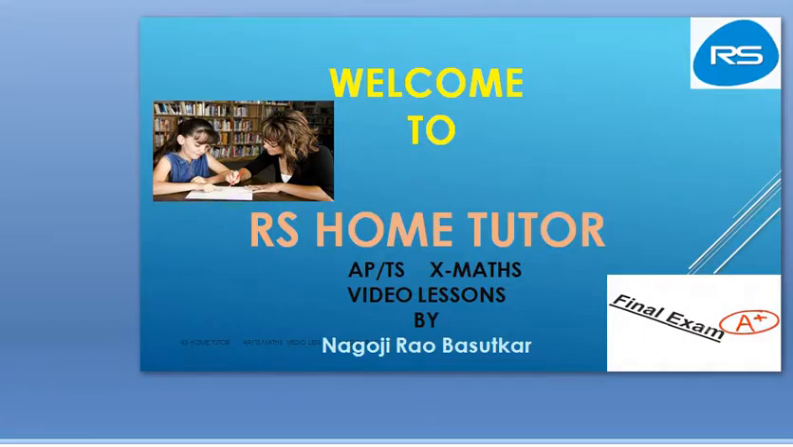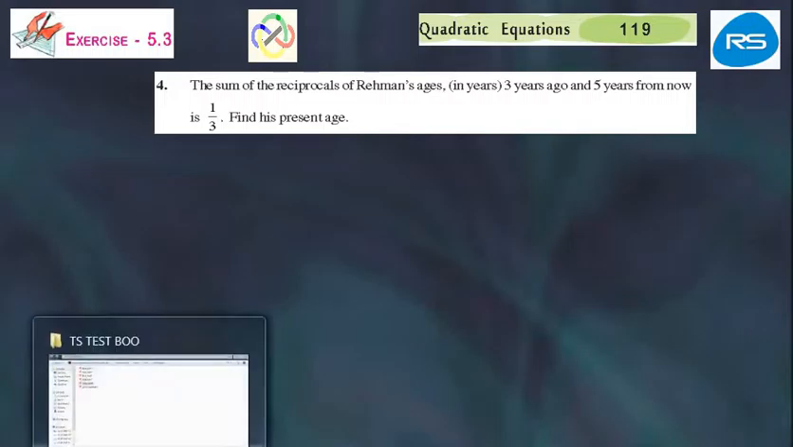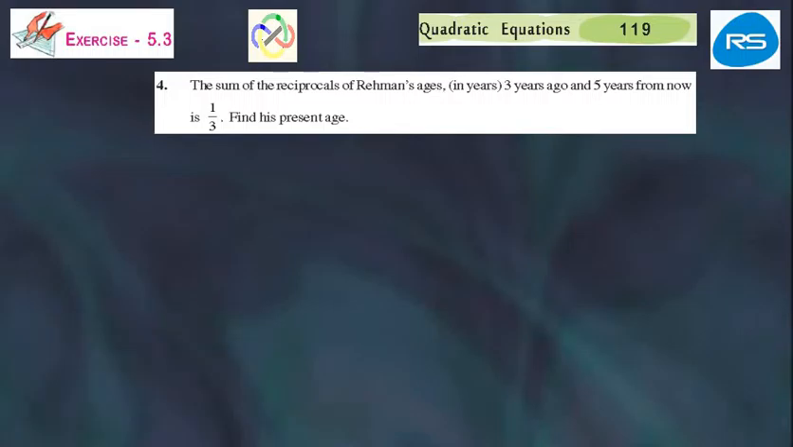We are in exercise 5.3, solving question number 4 in quadratic equations. The sum of reciprocals of Rahman's ages 3 years ago and 5 years from now is 1/3. Find his present age.